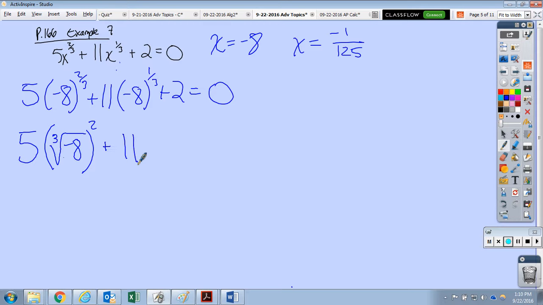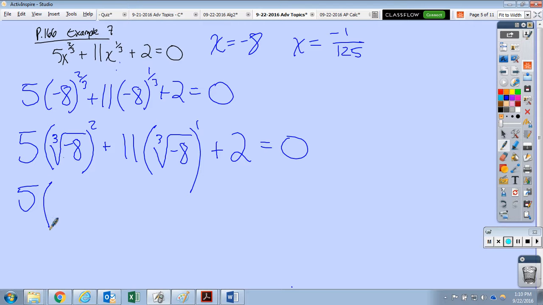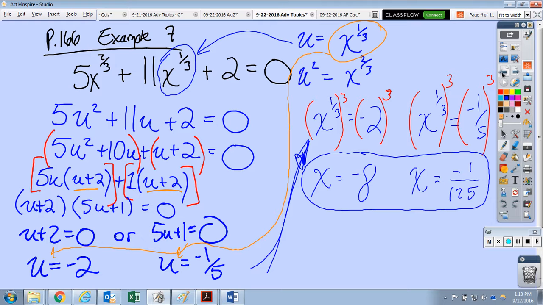So plus 11 times, now this is the cube root of -8. I could technically write it to the first power, but it doesn't really affect anything. I don't have to write it. Okay, so 5 times. Now, what is the cube root of -8? -2. Why? Because it's the same thing. What multiplied by itself 3 times gives me -8? And if you go back, we actually already did this. In the work, we already had the situation come up where I said, okay, x to the 1/3 is -2. So when I cube both sides, oh, okay, x equals -8. So it's convenient that you've actually already done this.